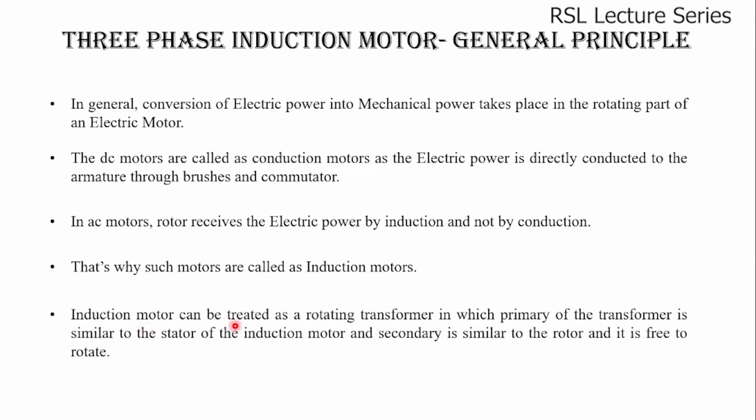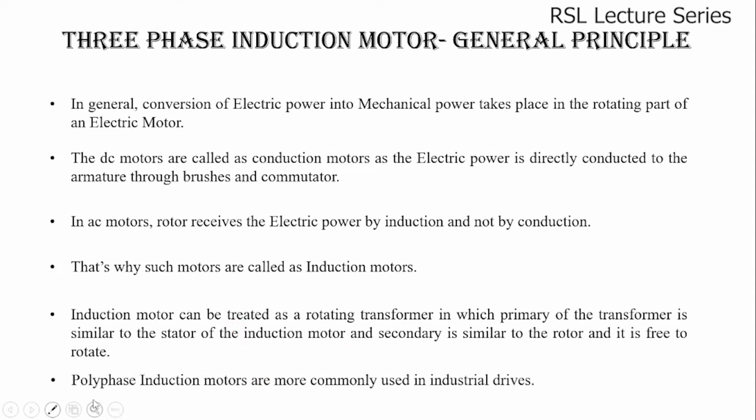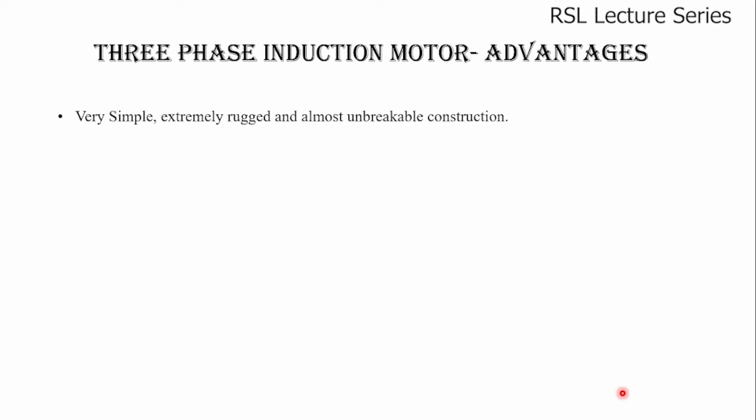So an induction motor can be treated as a rotating transformer. The primary of the transformer is similar to the stator of the induction motor, and the secondary of the transformer is similar to the rotor, whereas here the rotor is free to rotate. In most of the industrial drives, the commonly used motor is a polyphase induction motor. Now we'll see some of the advantages.